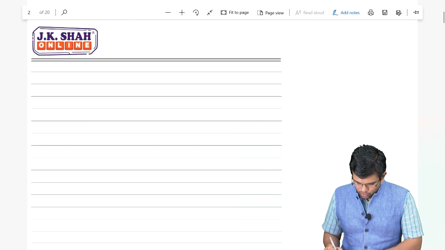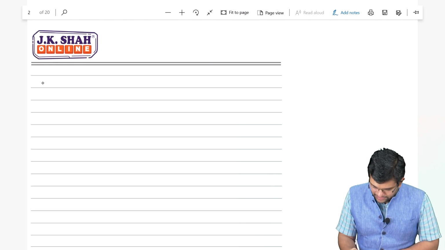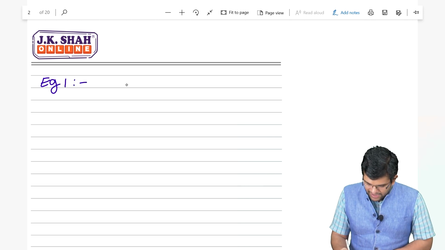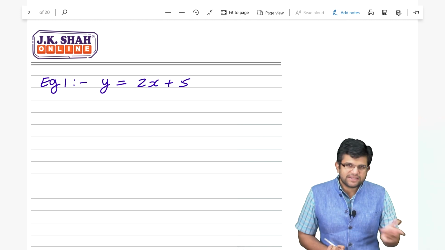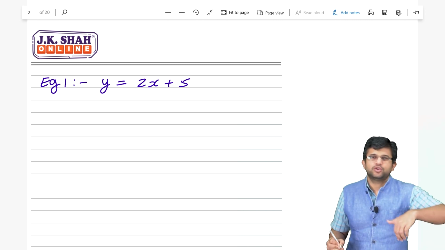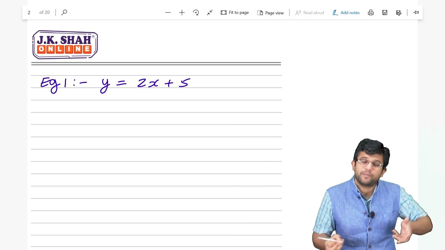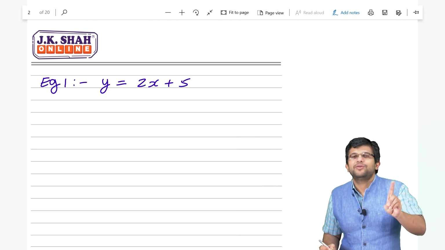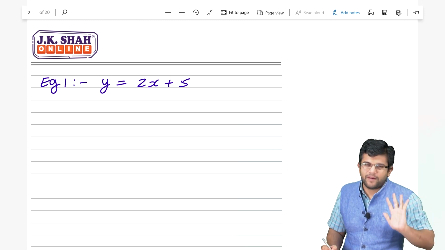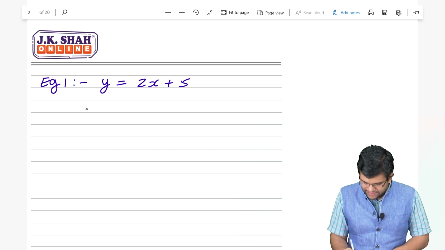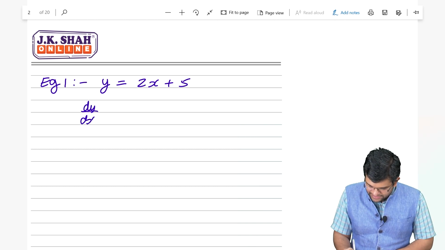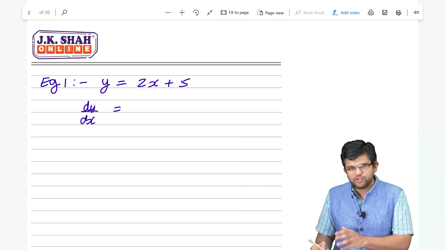So let us try to take some numbers and understand this properly. Let's say, I'll write down here example 1. I say that y is equal to 2x plus 5. So this is an equation between x and y. If x changes, y will obviously change, but I want to know for every 1 unit of change in x, y will change by how much. For that we will now take the derivative, children. So dy by dx if I do on the LHS, on the RHS, you know what to do.